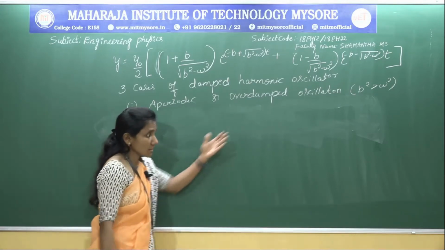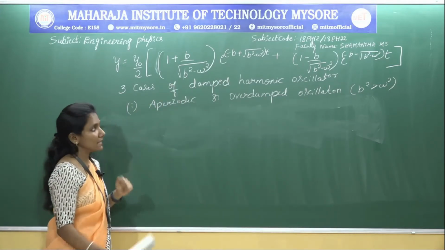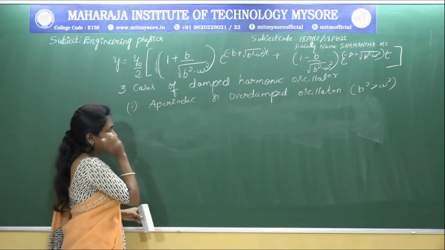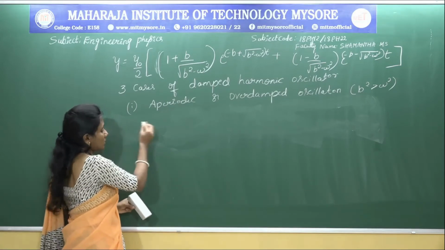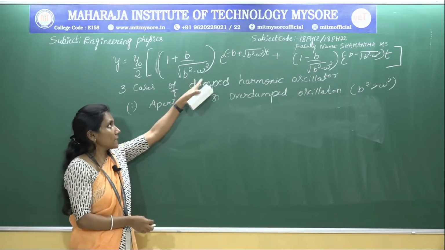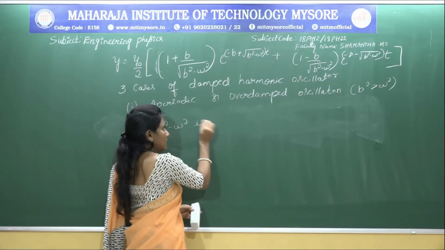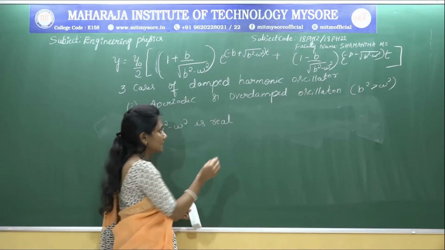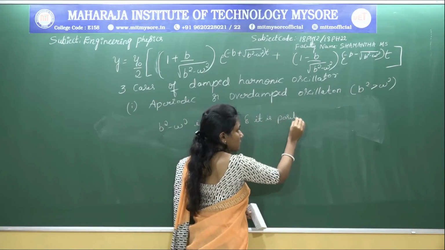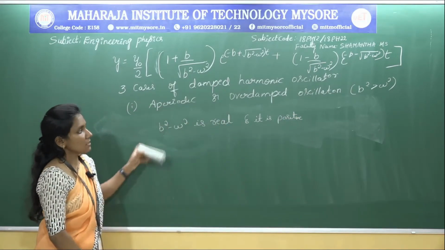When b square is greater than omega square, the above displacement equation of the damped harmonic oscillation will become as follows. If b square is greater than omega square, then b square minus omega square is real and it is positive.